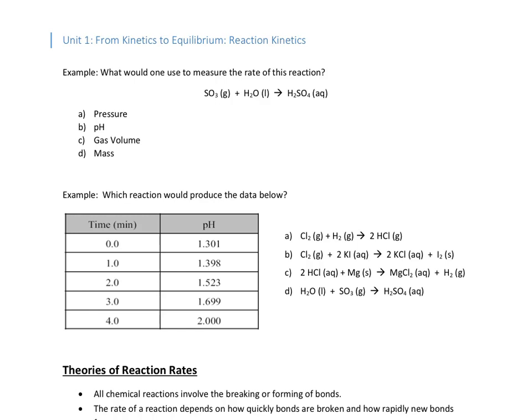What would one use to measure the rate of this reaction? We have pressure, and there is a gas present. We have pH, and we do have an acid present. Gas volume, again, there is a gas present. And mass. In a multiple choice question, we obviously cannot have multiple answers, so there is one best answer. And whenever we can measure the pH, we'll always go with that answer, because we have a piece of equipment in the lab called a pH meter, which will make it very easy for us to measure the rate.